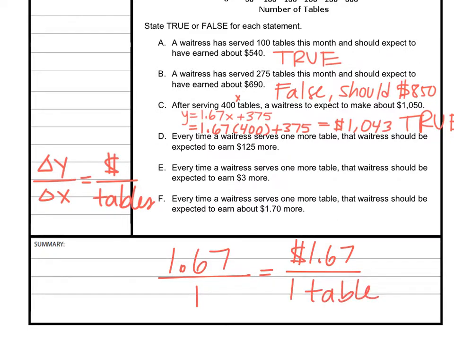So which statement is right? D, E, or F? F, because it says $1.70 more, which is a little bit rounded, but that's the closest. So the other ones, 3 and 125, are incorrect. If I ask you a question like this, you need to look at the slope, because it's how it's changing over and over. So these two are false.